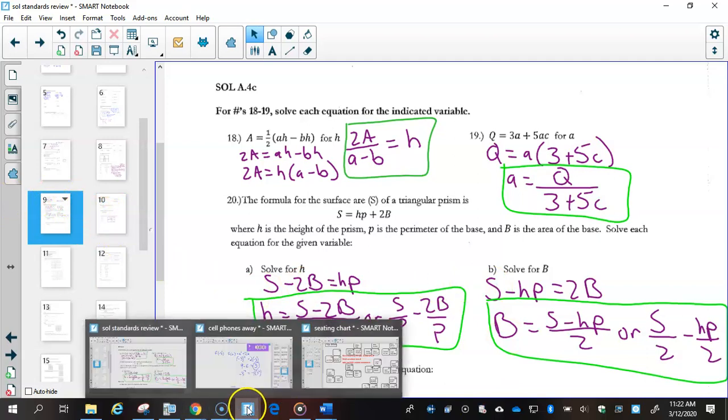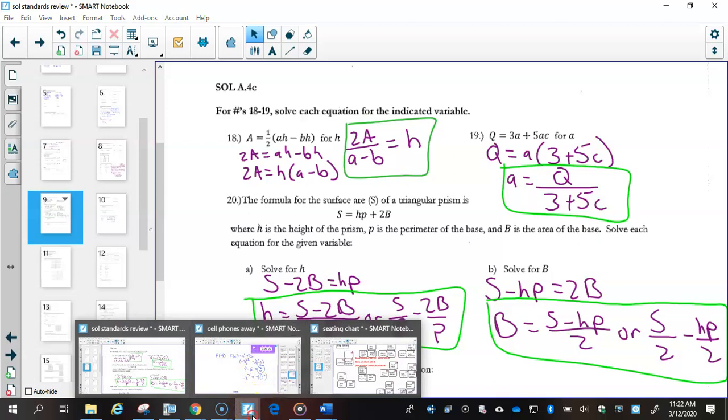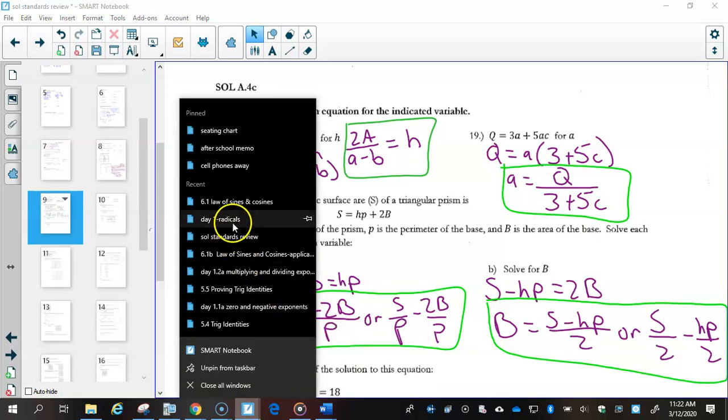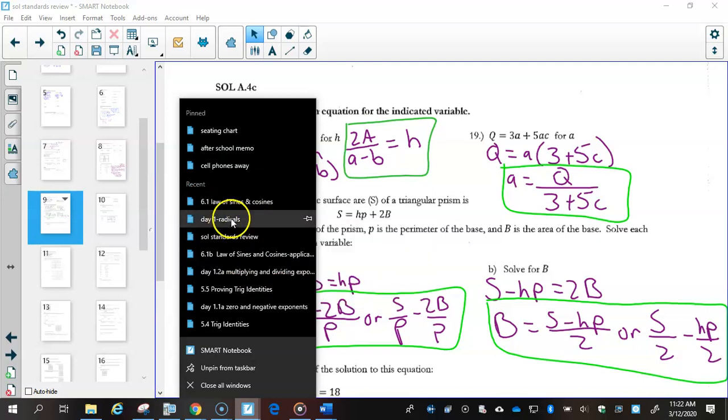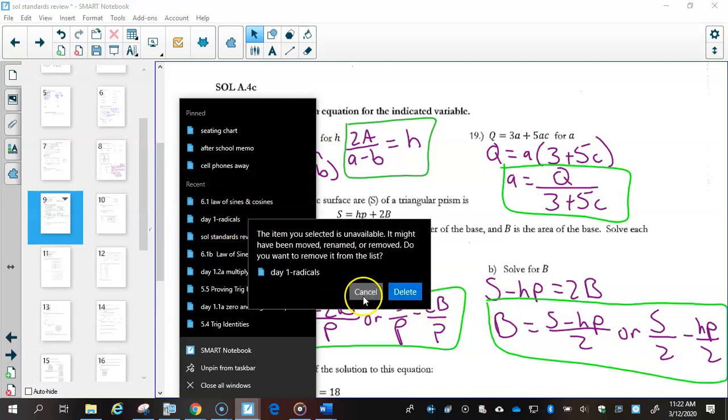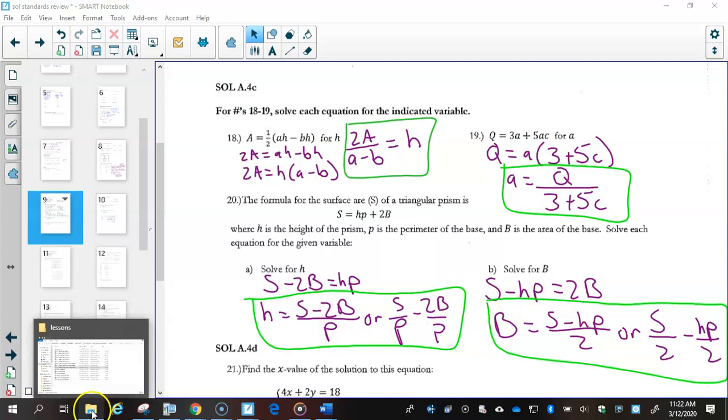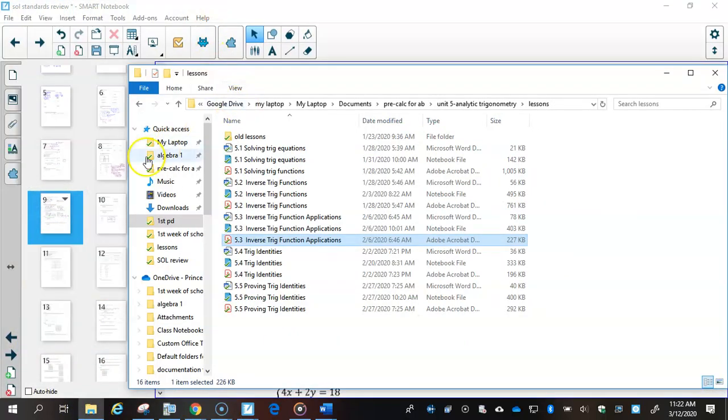Look in your notes for the radicals notes. Yes. It says radicals on the top.